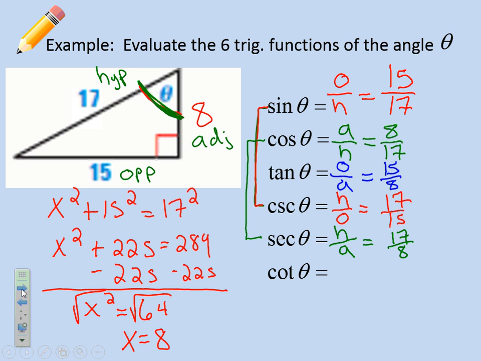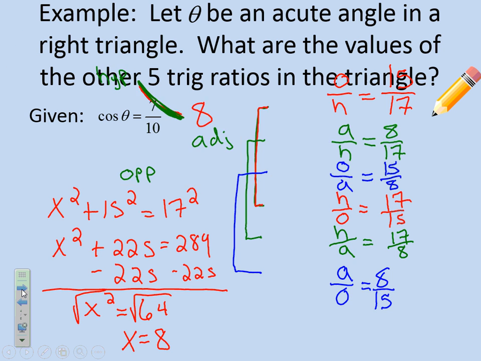And last but not least, tangent is the opposite of cotangent. So cotangent is going to be adjacent over opposite. My adjacent is 8, and my opposite is 15. So this is what it's going to look like when I have to rewrite my 6 trig functions. Alright, moving on to our second example.